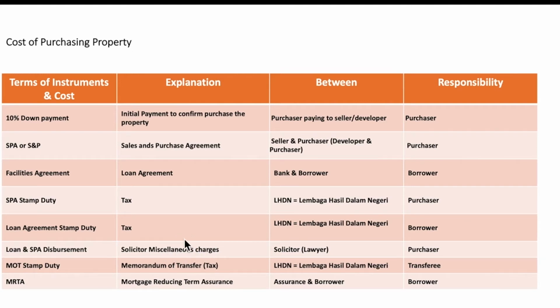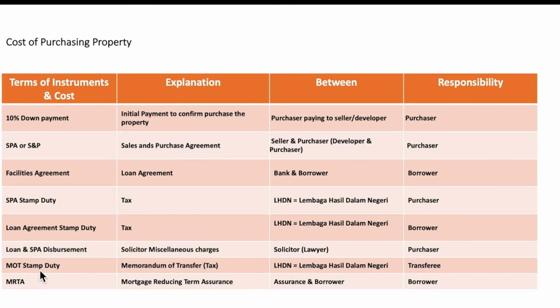And other miscellaneous charges, like they help you to send letters, they help you to draft letters, 150, transportation fee 50, mobile charges, whatsoever. So they charge like 1,500 to 2,000, usually. So for second-hand property, for developers, they usually also charge a lump sum like 1,500 to 2,000, depending on how different developers' lawyers charge. So this is between the solicitors, means the lawyer. Who has to bear it? The purchaser has to bear it.